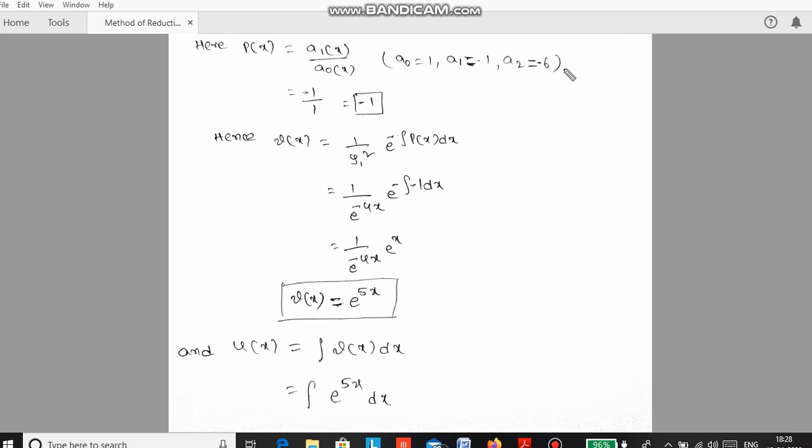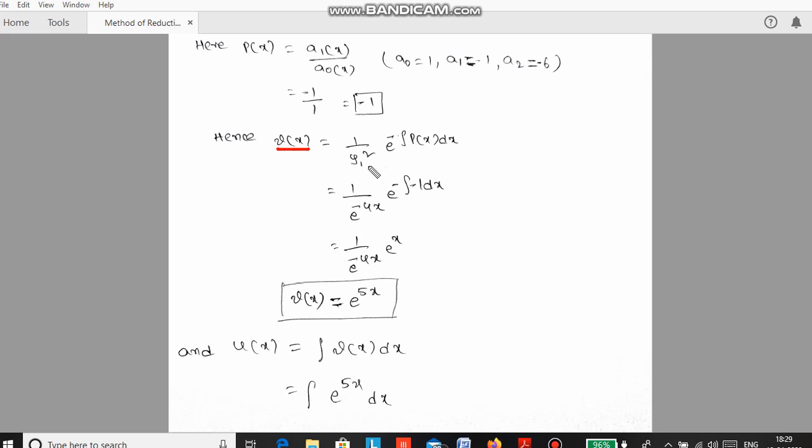Now find the p of x value. So p of x is equal to a1 of x by a0 of x. a1 of x is minus 1 by 1, which is equal to minus 1. Hence v of x is equal to 1 by y1 square into e power minus integral p of x dx, 1 by e power minus 4x.